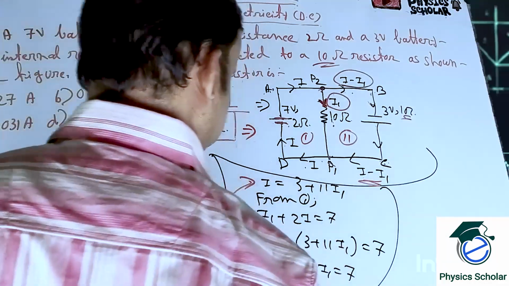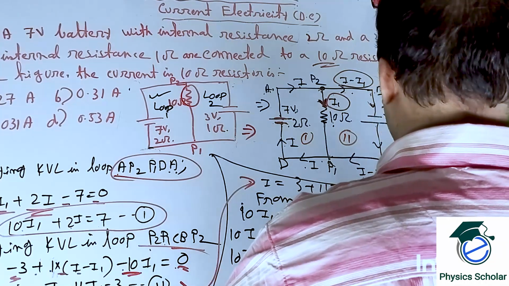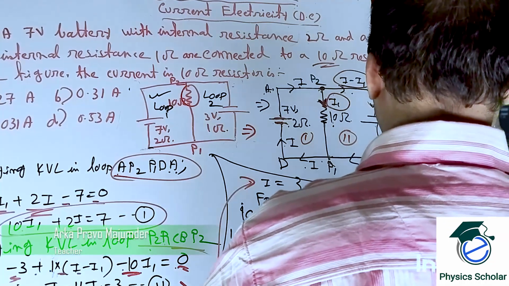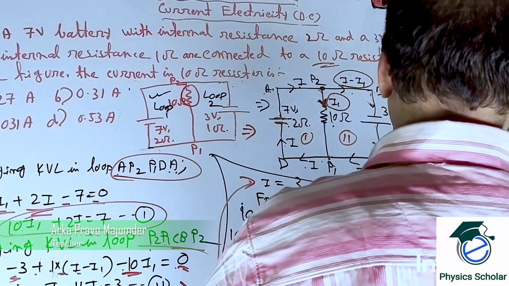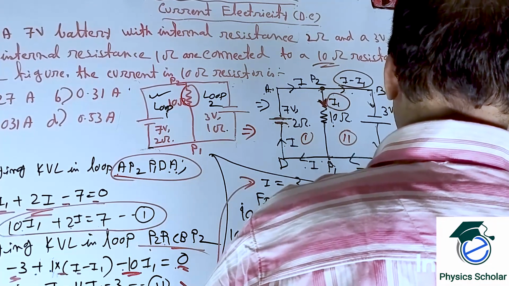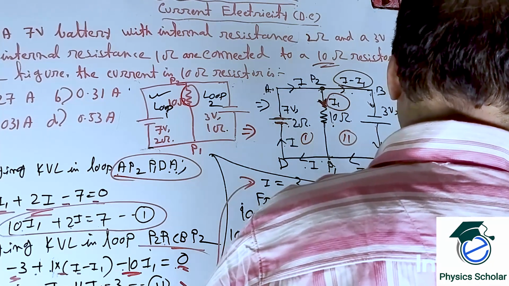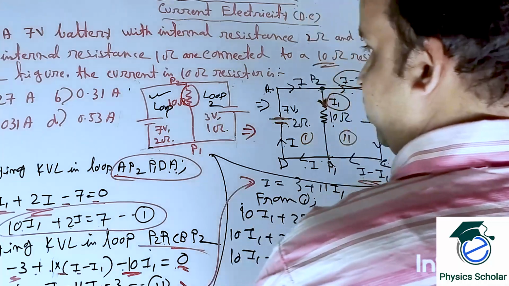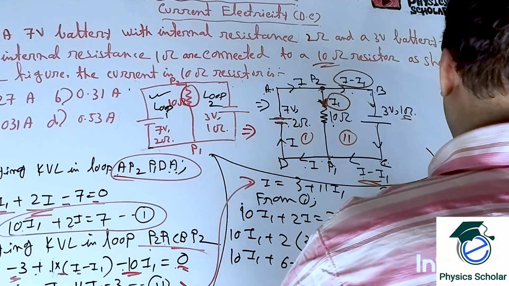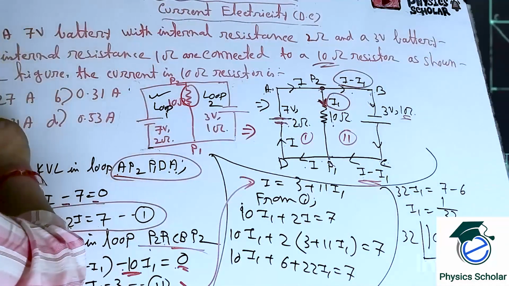Now 32 I1 is equal to 7 minus 6, so I1 is equal to 1 by 32. Clear? So 1 by 32, that is 0.031. That means option number C.